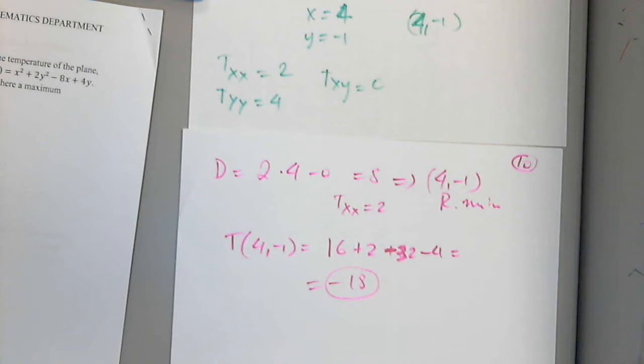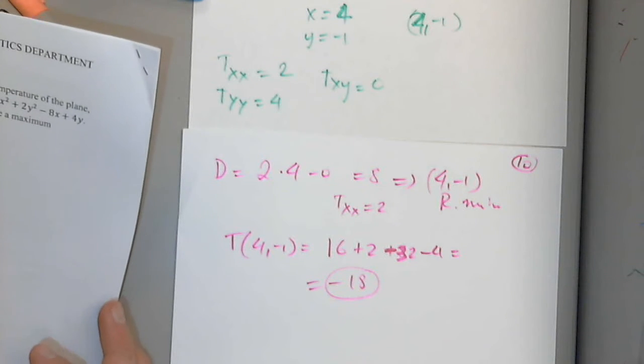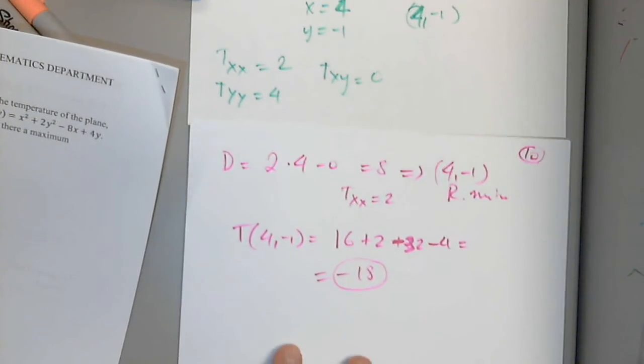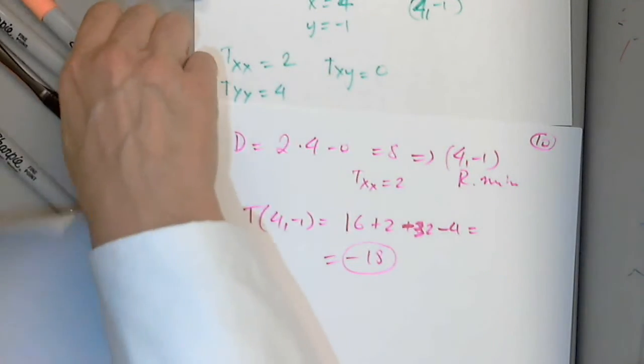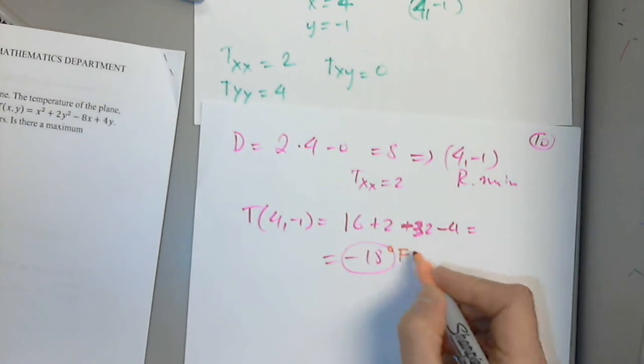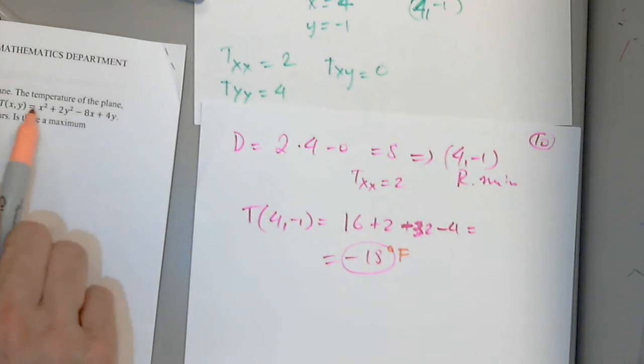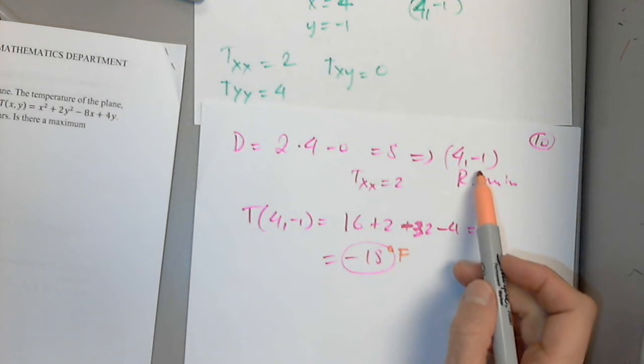Very good. Now let's go back. The last part of that asks, is there a maximum temperature? Is the answer that there is no relative max, only an absolute max? So first of all, we found the minimum temperature and where it occurs. The minimum temperature is -18 Fahrenheit, and it occurs at 4 comma -1.